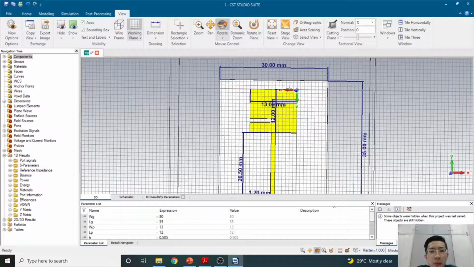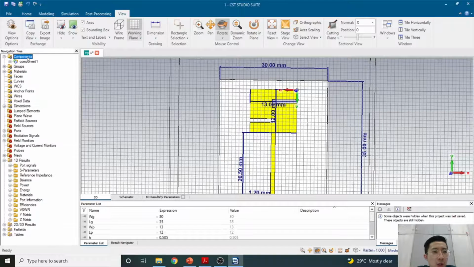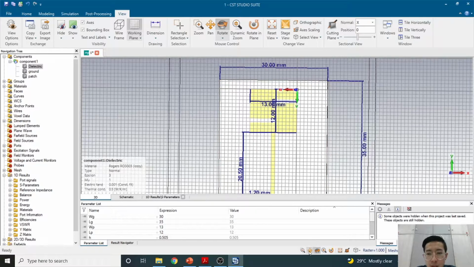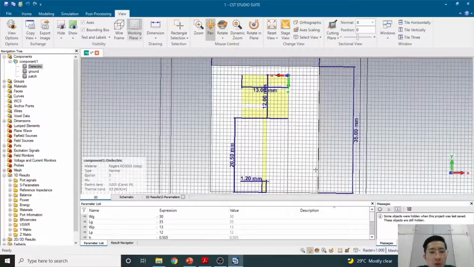Now I will show the demonstration of my project. This is an S-shaped antenna that I designed on CST simulation software. For the components, the substrate material that I use is Rogers 3003.